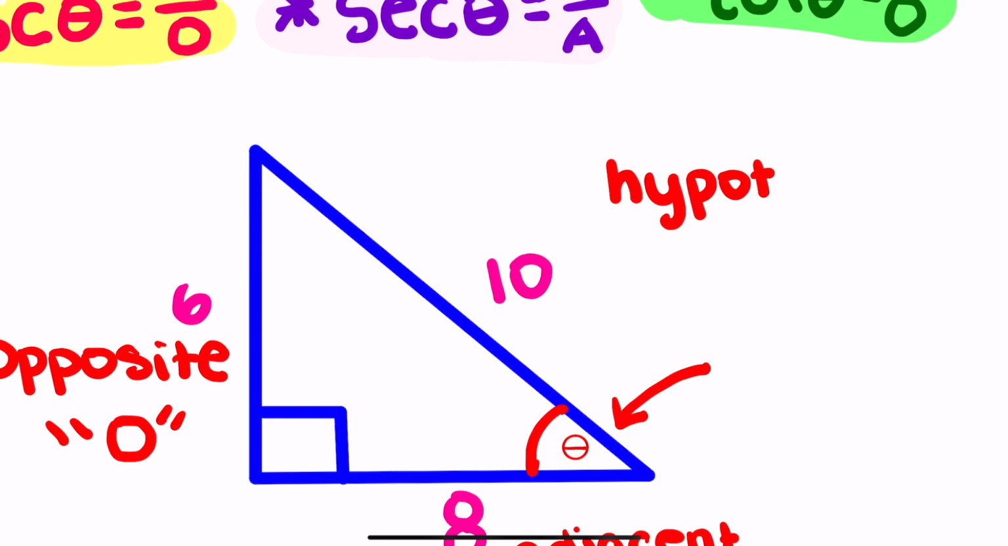And then our hypotenuse, like I stated, no matter where our theta angle is, our hypotenuse side length is always the longest side length. It's always that slanted side length that you'll see in a right triangle. So I'm going to label that hypotenuse, and then again write in a letter H just to represent that.